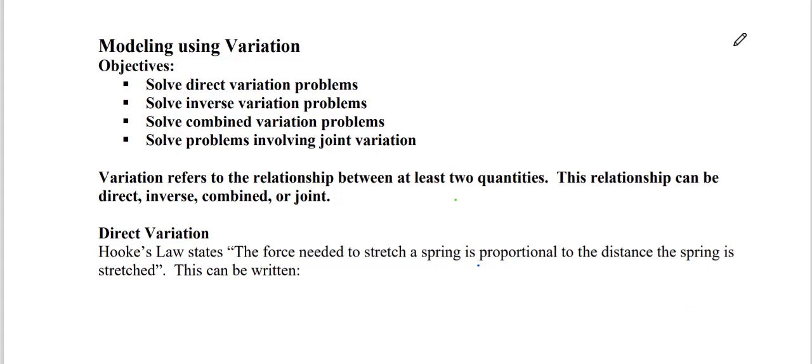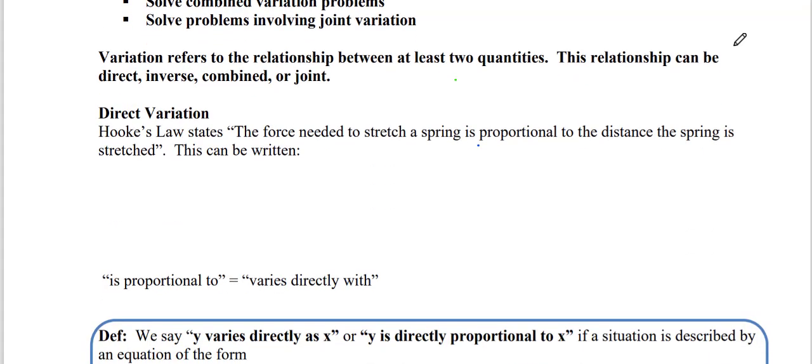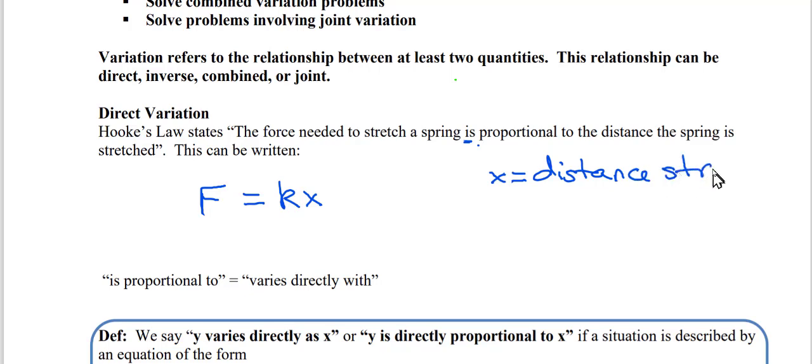One that we are going to talk about that involves direct variation is called Hooke's law. Hooke's law states that the force needed to stretch a spring is proportional to the distance the spring is stretched. This is written F for force, equals, proportional to, we use a proportionality constant, which we usually use the lowercase letter k for, times the distance the spring is stretched. So let's call x the distance stretched, and then F the force.